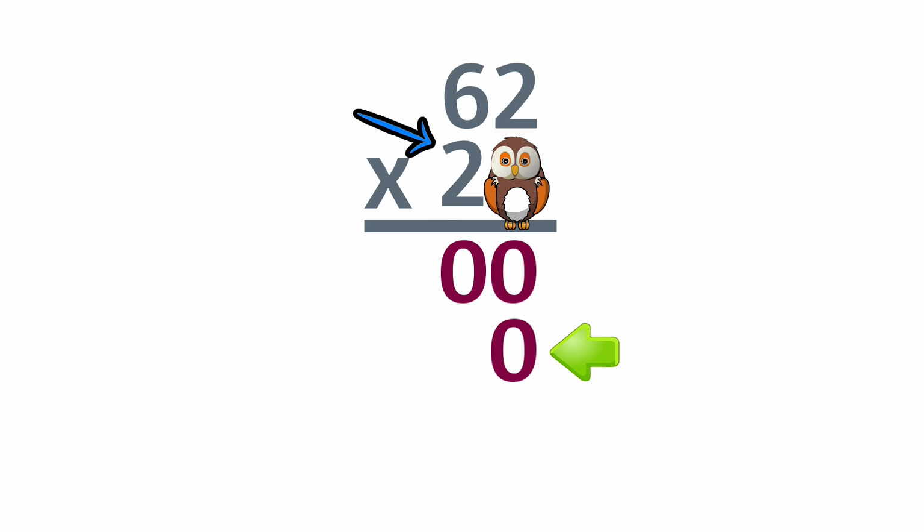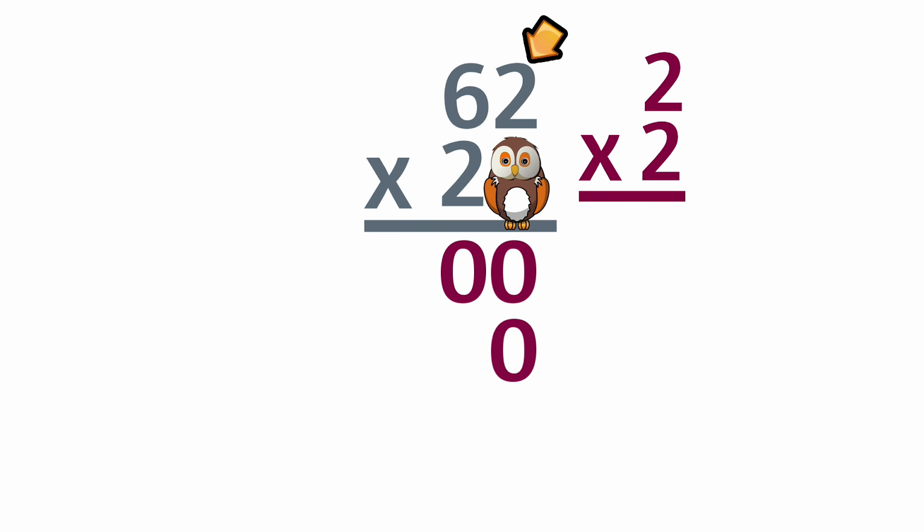Since this 2 that we just uncovered is in the tens place, that means it's really 20. That's why we put a 0 here. Now we multiply like we did before, except we are multiplying by this digit in the tens place. We multiply across 2 times 2. What is 2 times 2? 4. That's right, 4. We put the number 4 right here.